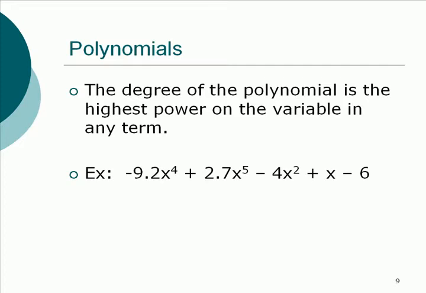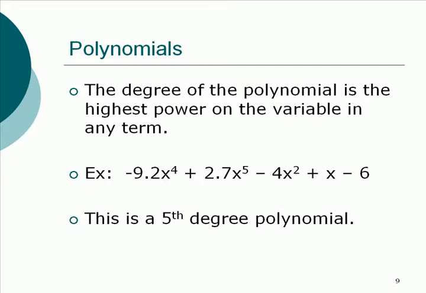For example, that's the polynomial I just showed you, negative 9.2x to the fourth plus 2.7x to the fifth minus 4x squared plus x minus 6. Fifth degree polynomial. Those are the terms you need to know. Those are all listed in your textbook, listed on the study pages on that little calendar.